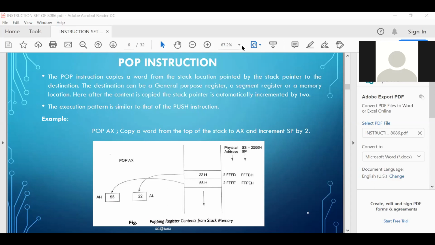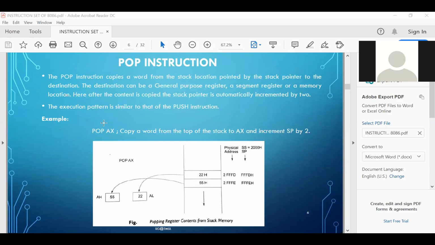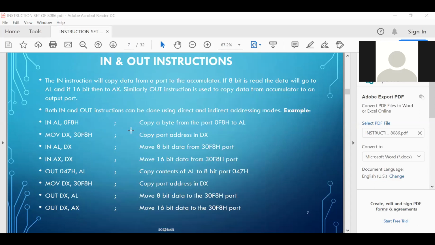Okay, so is this clear up to this much? Is it clear? Yes, sir. Push and pop instruction. Yes, sir. No, sir. Yes, sir. Do you have any queries?